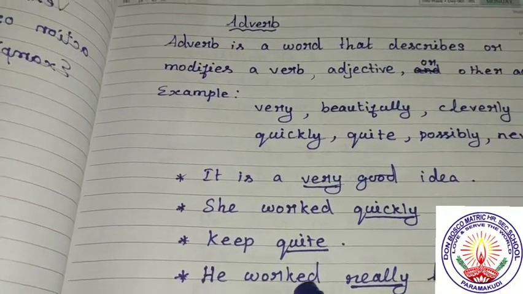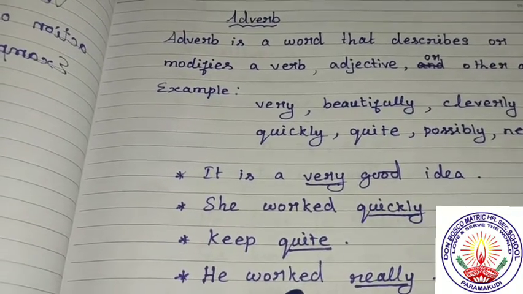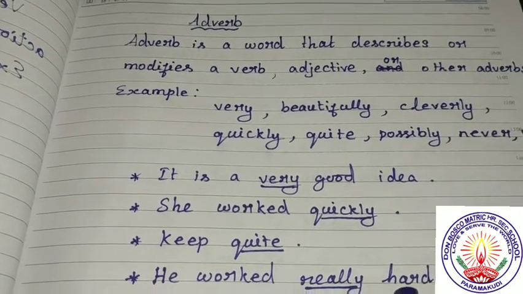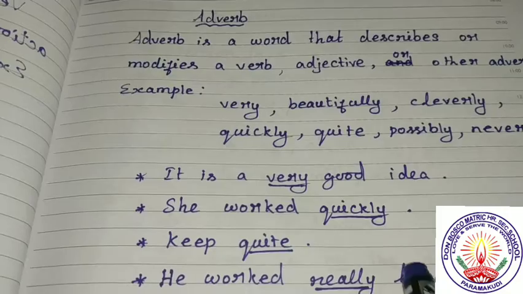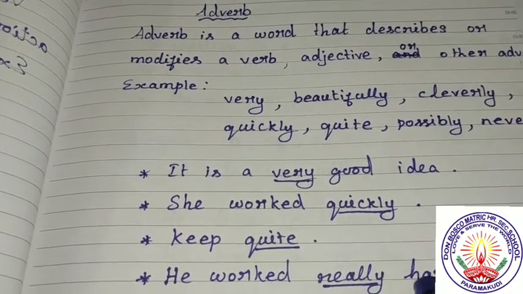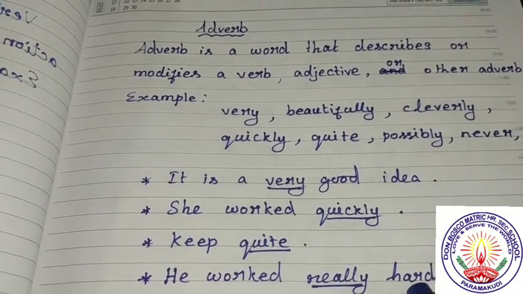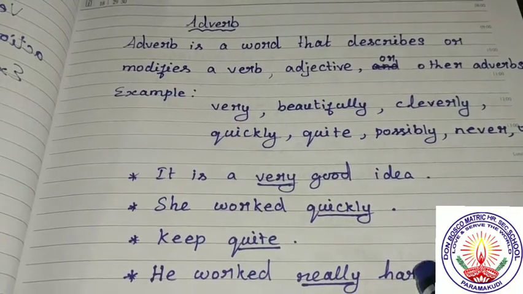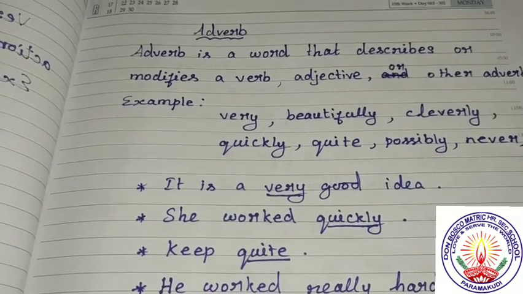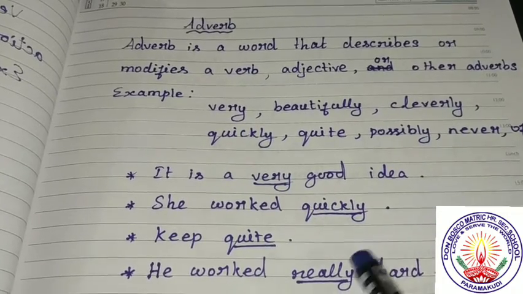Okay. He worked really hard. Here, he worked. How did he work? He worked hard. So it is an adverb, because the word hard describes the verb worked. And also really hard. The word really describes the word hard. So hard is already an adverb, and really describes adverbs. It modifies adverbs. It qualifies adverbs.